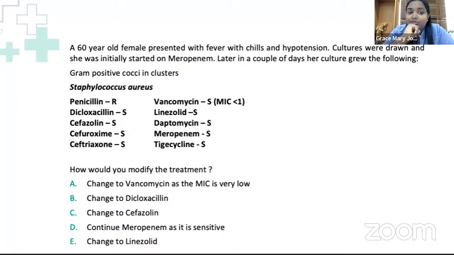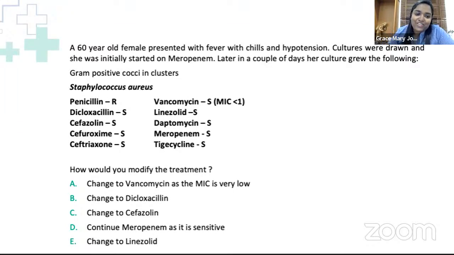Now let's come to one more case. A 60-year-old female presenting with chills and fever, hypertension. Cultures drawn, initially started on meropenem. A couple of days into her course, the culture shows gram-positive cocci in clusters, Staphylococcus aureus, which is resistant to penicillin and sensitive to all other antibiotics.